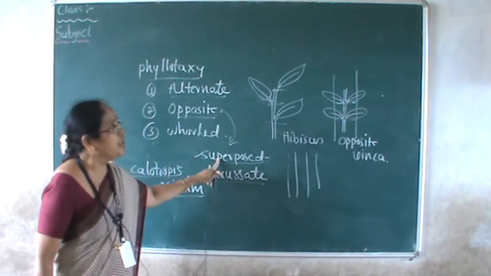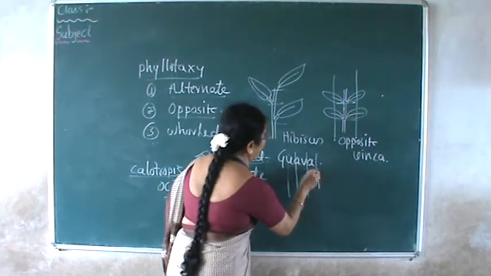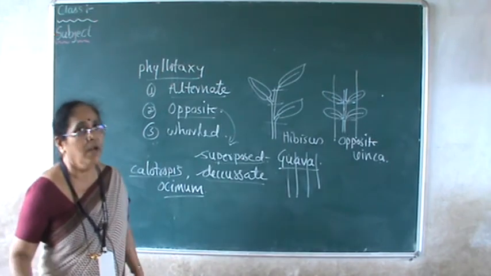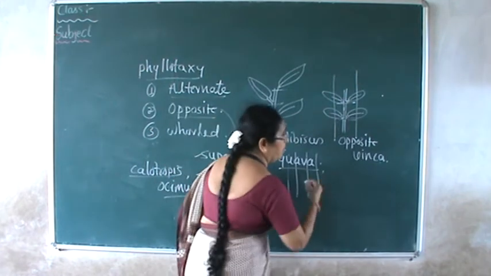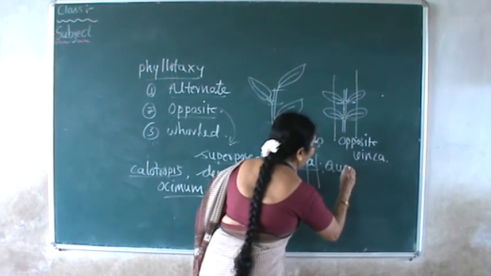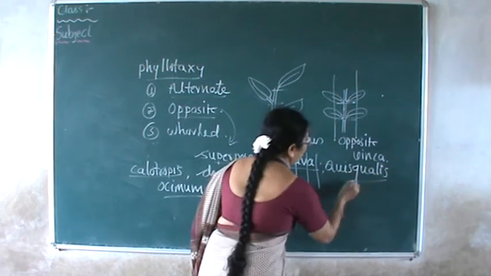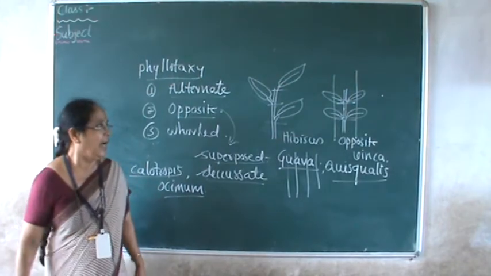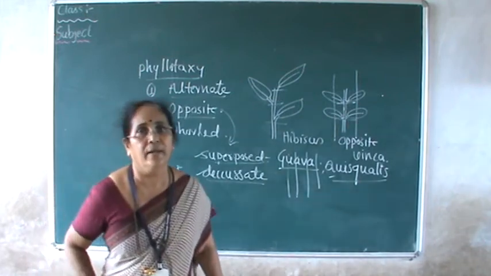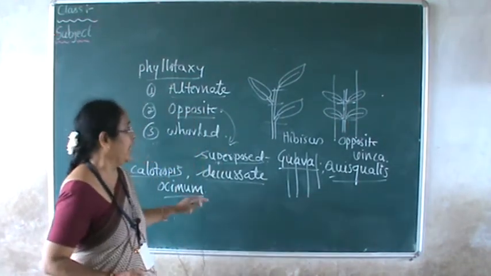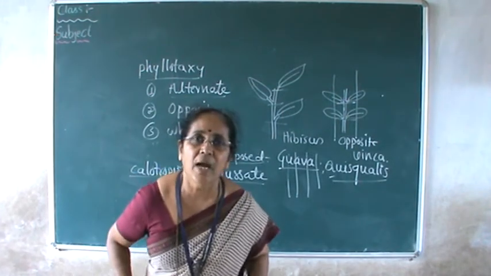For the superposed, you can quote the example of guava, and apart from that you can give the example of Quisqualis. This is Rangoon creeper, an ornamental plant in which the leaves are arranged in an opposite superposed manner. And this is with respect to the phyllotaxy. I wrote alternate for hibiscus, so in the case of hibiscus it is alternate only.